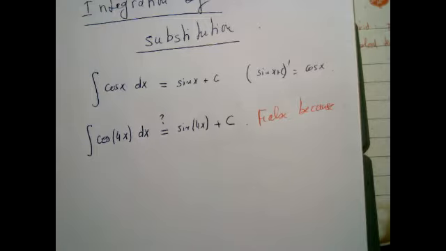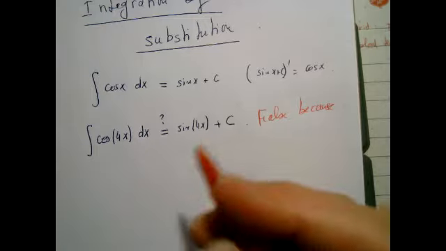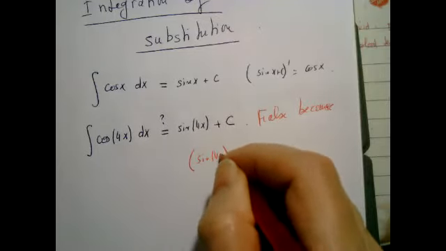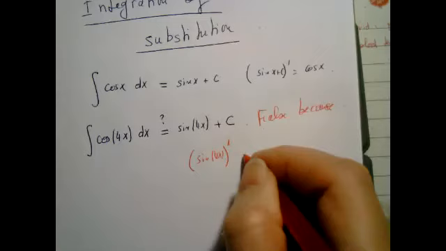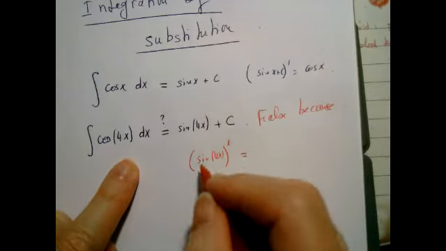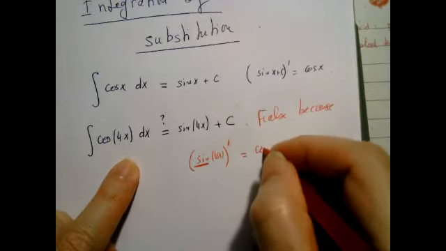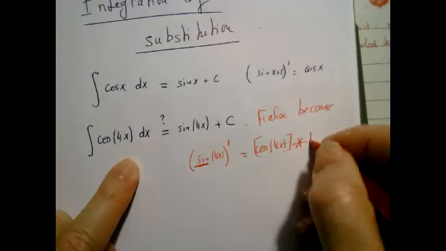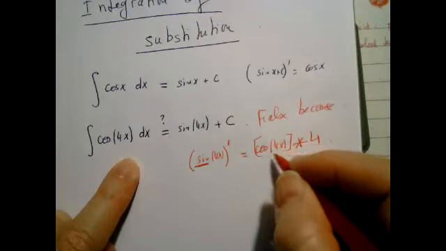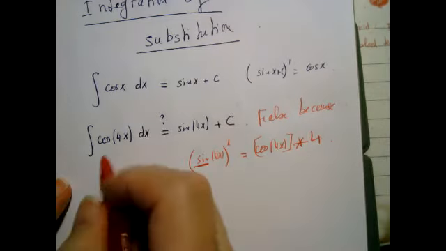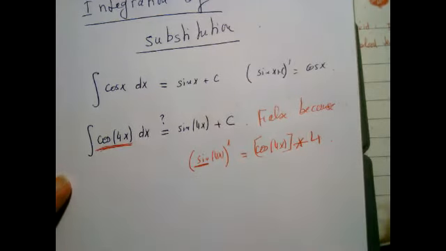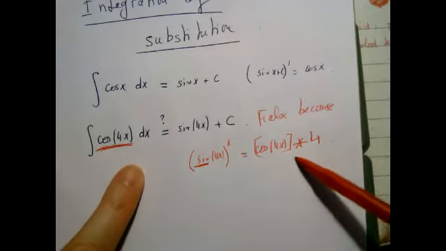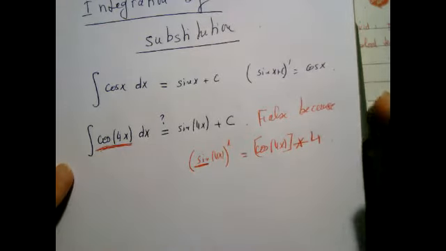Because you have to account for the 4x on the inside. Yeah, because what's the derivative of sine 4x? The derivative of the outside times the derivative of the inside, times 4, which is definitely what I don't have here. I have only cosine 4x. So the derivative of sine 4x is not cosine 4x, it's cosine 4x times 4. So this definitely is false.